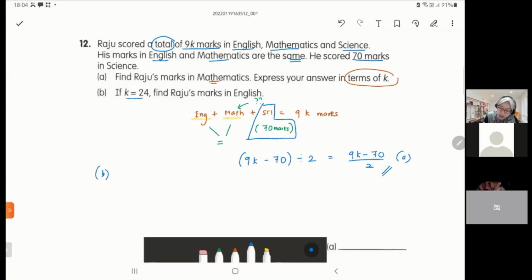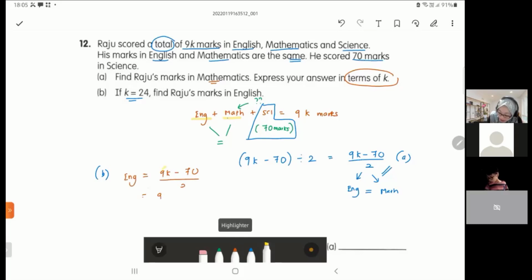Okay. Now for part B. If K is 24, find Raju's marks in English, which means this is for English. This is also for math because they are the same. Correct? English and math are equal. So which means my English is equal to 9k minus 70 over 2, where 9k means 9 times k.